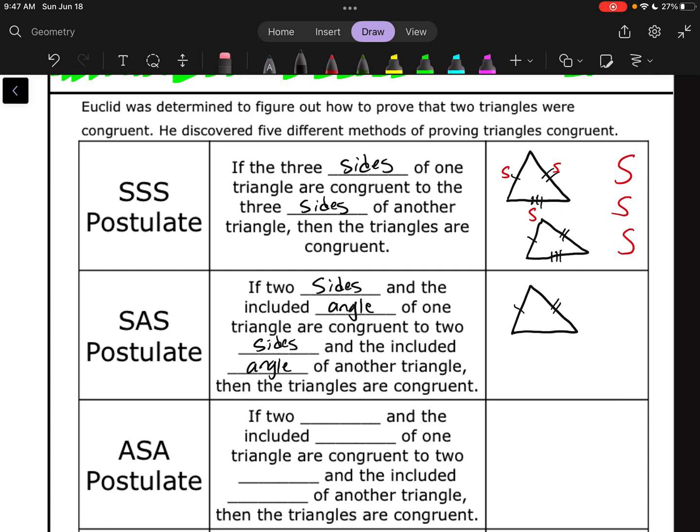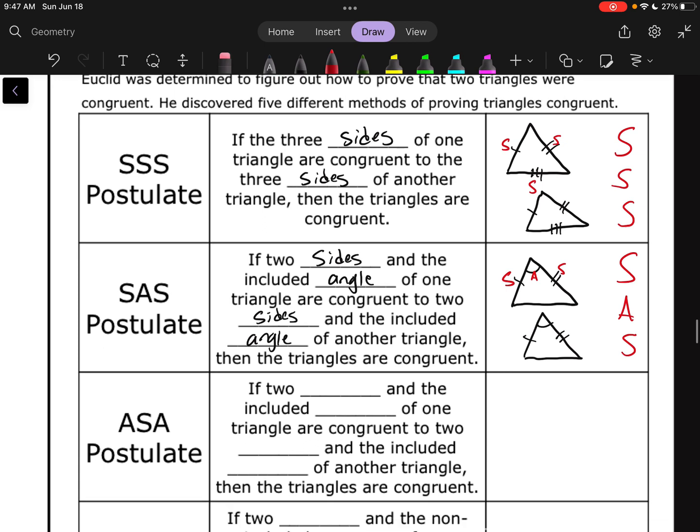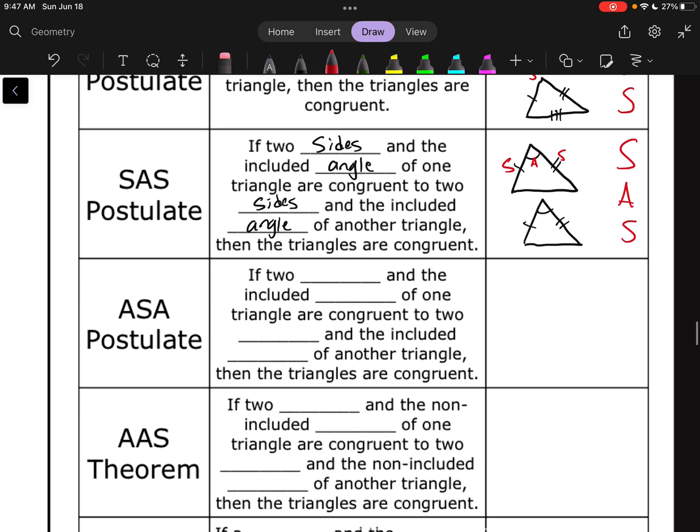So that looks like this, where there's 2 sides that are marked and the angle right in between them, the included angle. That's side, angle, side, or SAS. Our next one's kind of the flipped version of SAS. It's ASA. It says if 2 angles and the included side are congruent to 2 angles and the included side, then the triangles are congruent.